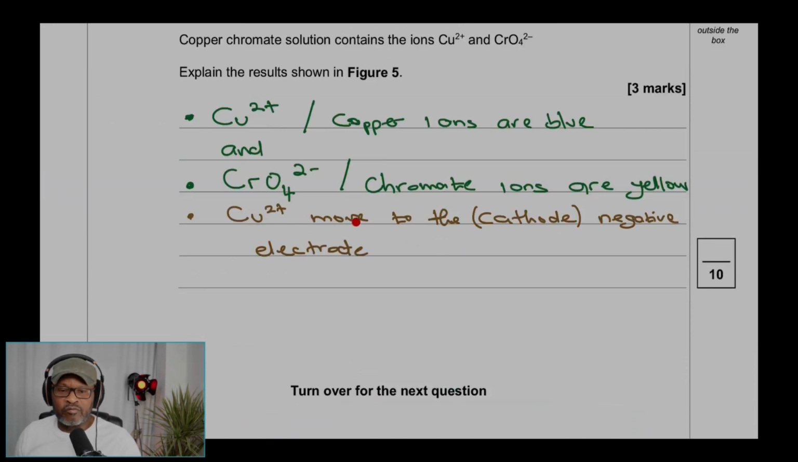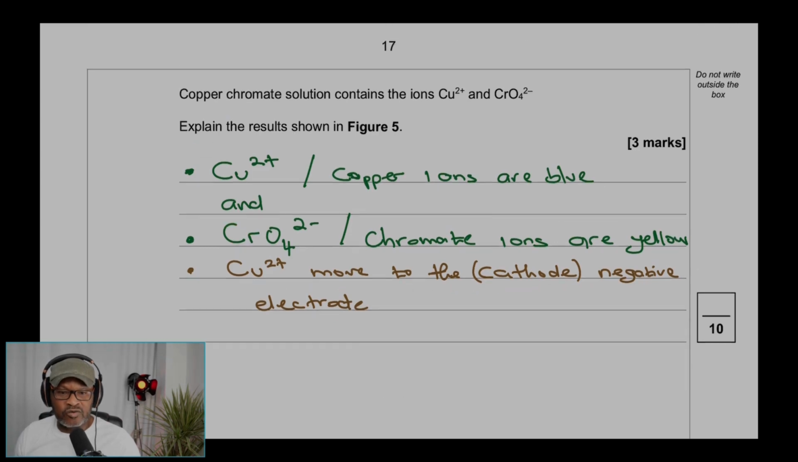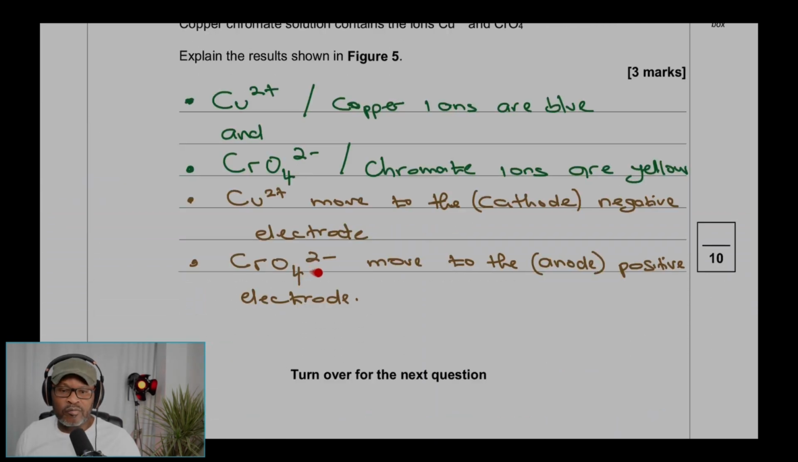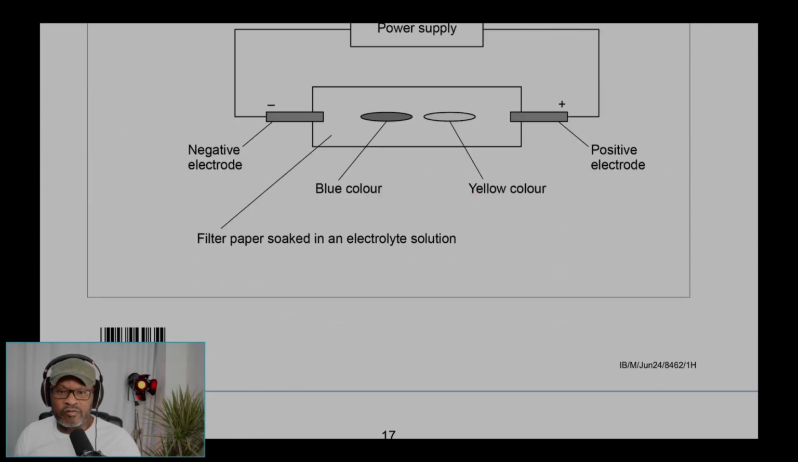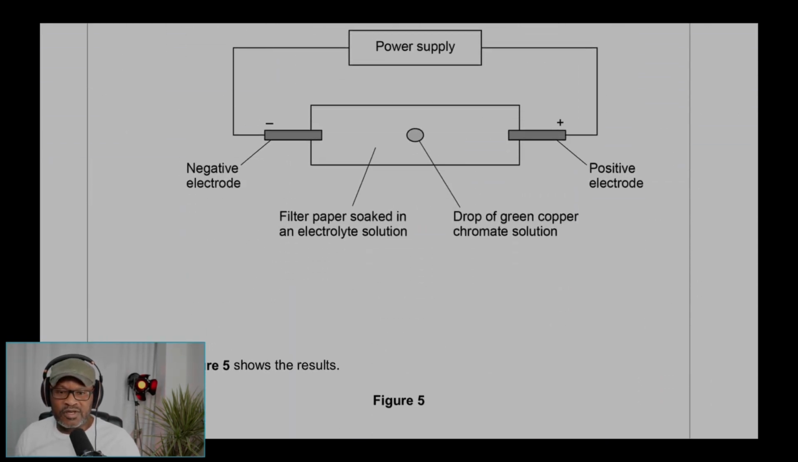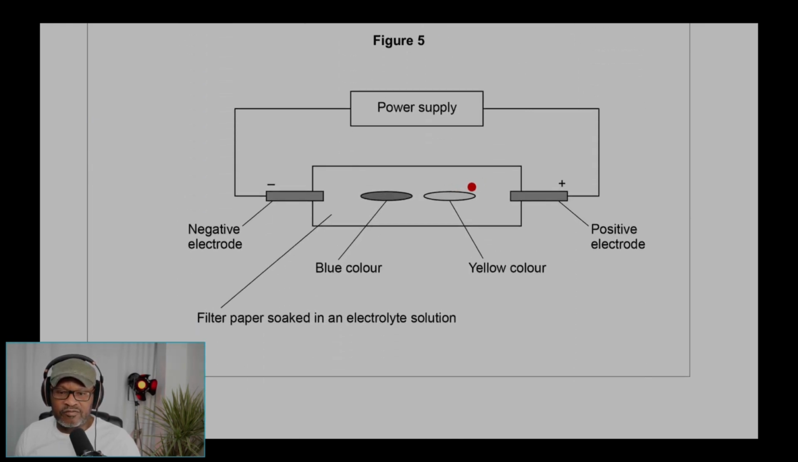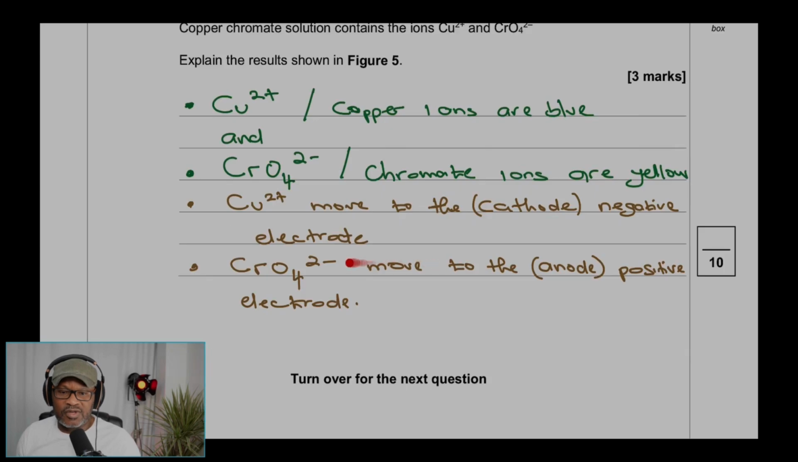Copper 2 plus moves to the cathode, the negative side of the electrode, because it migrates towards the negative side. And chromate 2 minus moves to the anode, the positive side of the electrode. If you look at here, it was there in the center before, and then that chromate, because it's negative, moves to the positive here, and that's what this is saying.